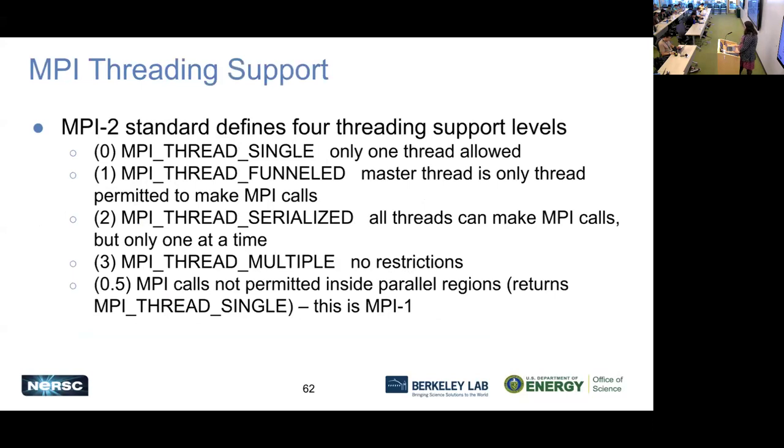So MPI has threading support. There are four levels of support. The first one is MPI_THREAD_SINGLE, where only one thread is allowed. So if you're doing any MPI business, you have to not be in a region where you're doing threading.